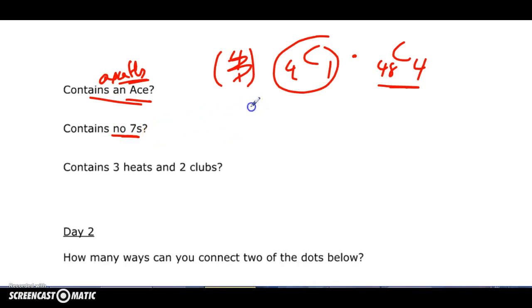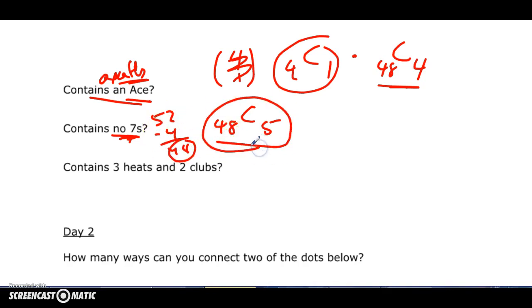Contains no 7s. This is a lot easier than you think. If I want to choose 5 cards out of a deck of cards, and I don't want to include the 7s, all you do is this. You say, let's get rid of the 7s. There are 52 cards. 4 of them are 7s. 48 cards are not 7s. I'm just choosing from the not 7s.